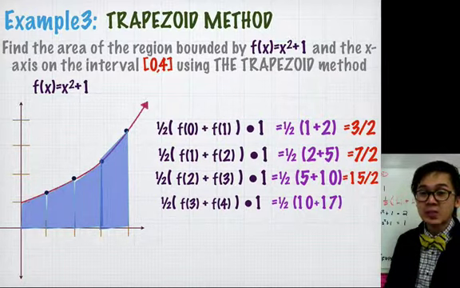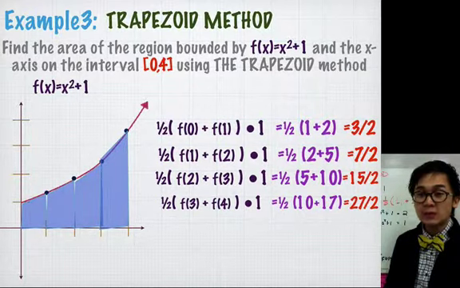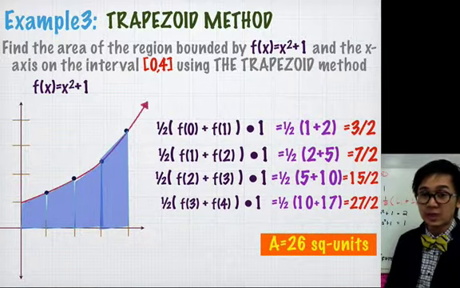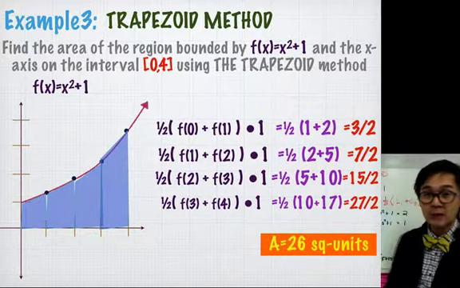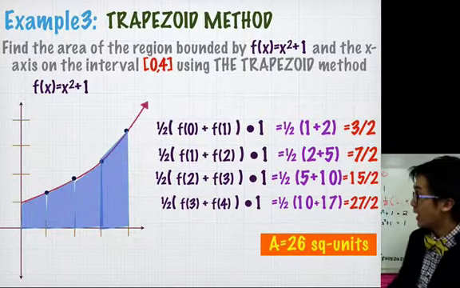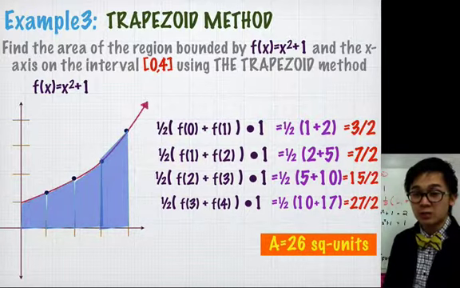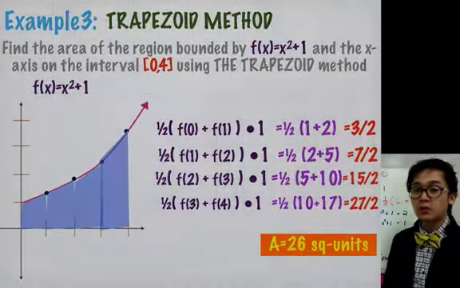So, sa paggamit ng trapezoid method, nagsasubstitute lang tayo ng value ng height natin doon sa ating function para makuha natin yung mga length and width ng ating mga values para magamit natin si trapezoid method. So here, ang area under the curve using the trapezoid method is now 26 units squared.